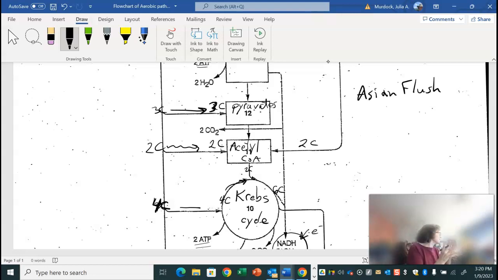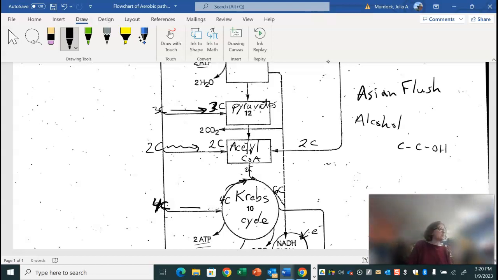It's not their fault at all. It's a genetic anomaly that causes the following. So what happens is this. If you drink alcohol, which is a 2-carbon compound with an OH on the end of it, okay? Basically, ethanol is the potable type of alcohol that people can drink. That's in beer, that's in wine, that's in whiskey. It's the same type of alcohol, just different flavoring.